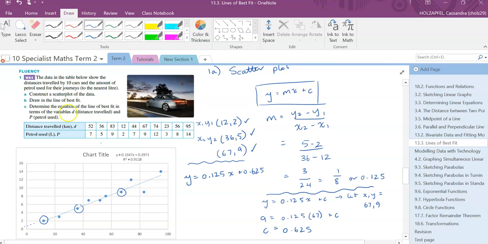Okay, so was that all we had to do? Yep, so we constructed the data, we've drawn in the line of best fit, and we've determined the equation of the line. Now, the only downside with this is we can't see how well this line fits. But I'm going to make a video for you showing you how to do this in Excel and in Desmos, so keep an eye out for the next one, modeling data with technology.